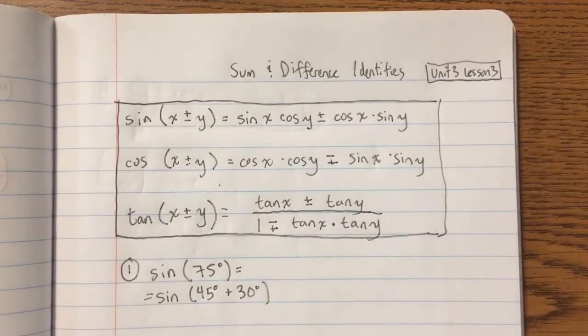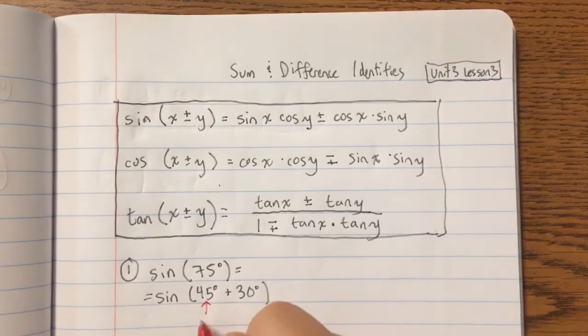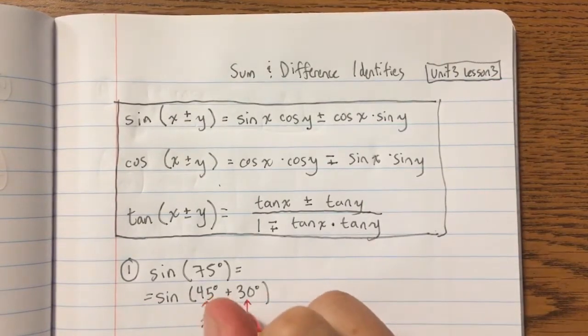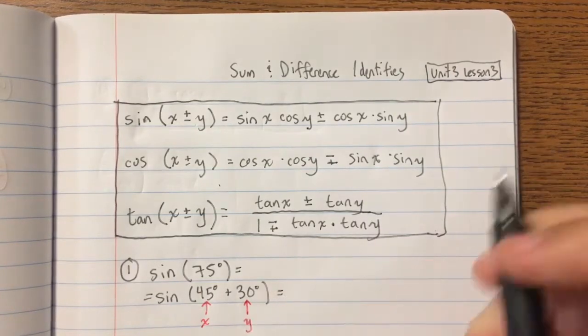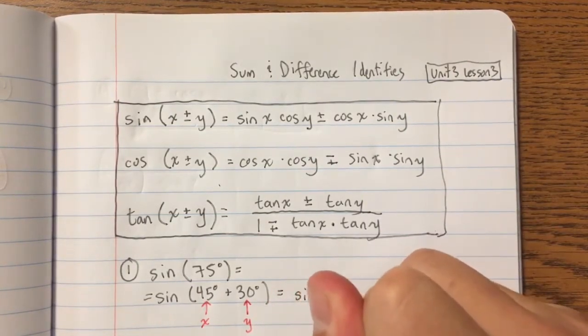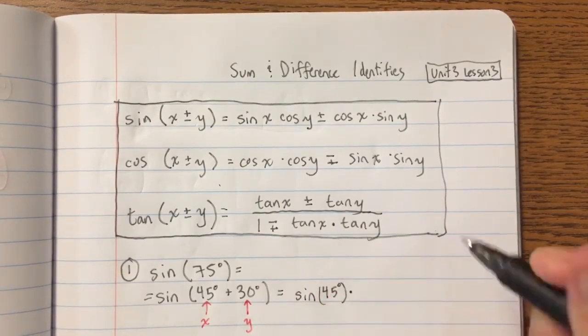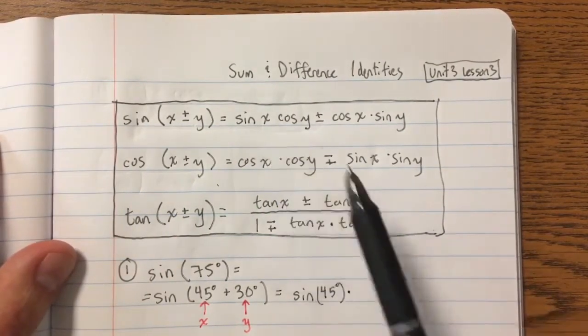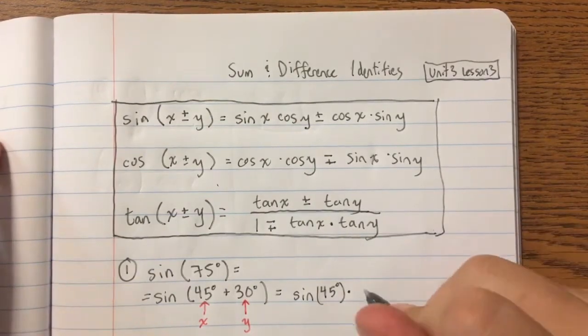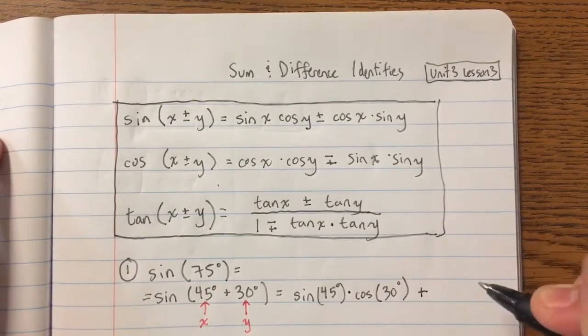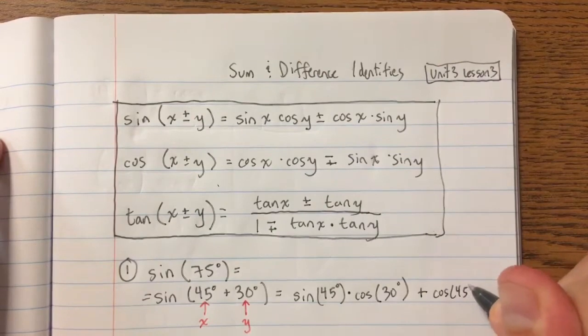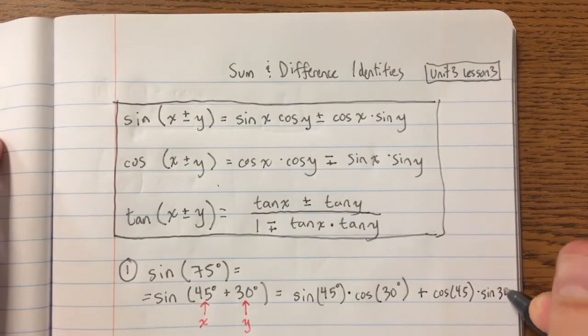Now in this case, what's my x and what's my y? Well, what's my x? Yeah, 45, that's my x, and what's my y? It's 30, right? So when you start plugging stuff in, that's where those numbers are going to go. So this will equal sine of 45 times, I'm just following along with this formula up here, sine of 45 times cosine of 30 plus cosine of 45 times sine of 30.